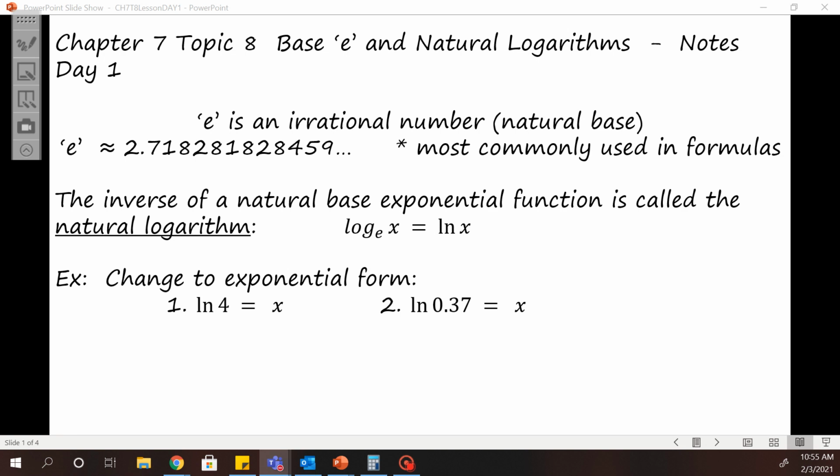All right, today we'll be looking at Chapter 7, Topic 8, Day 1. We'll be on this topic for 2 days. And this topic covers a special type of logarithm. Okay, it's a logarithm with a base of e. e is referred to as Euler's number.